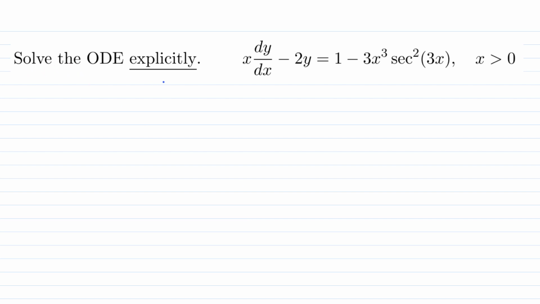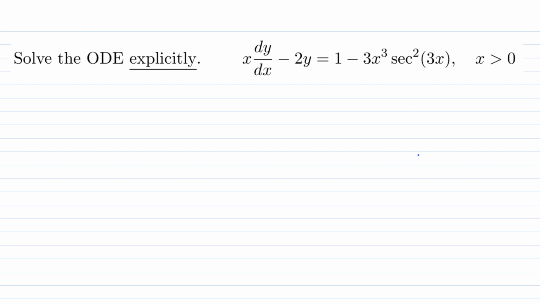Solve the ODE explicitly. That means we need to isolate y, so we need to write down the final answer as y equals something. Okay. Here we have x dy over dx minus 2y equals some function of x. So y and its derivative, it looks like this is in linear form.